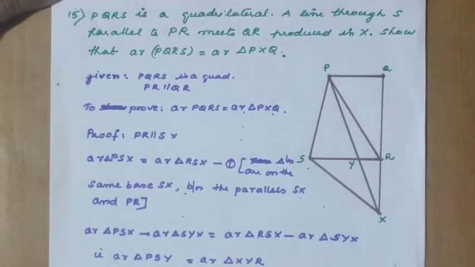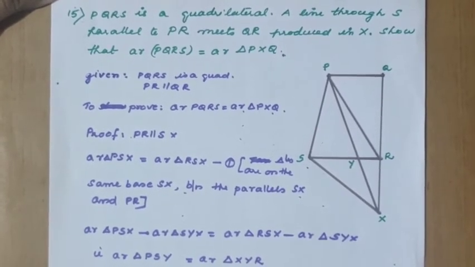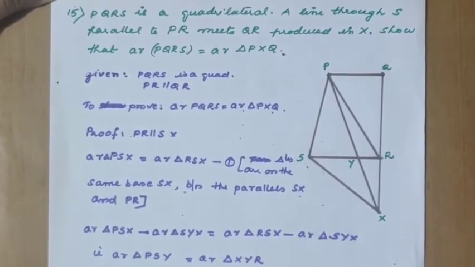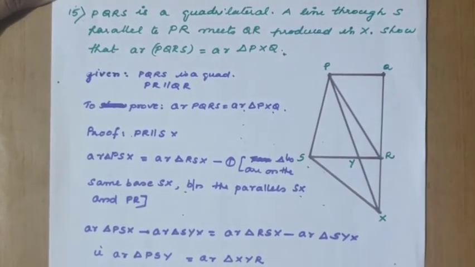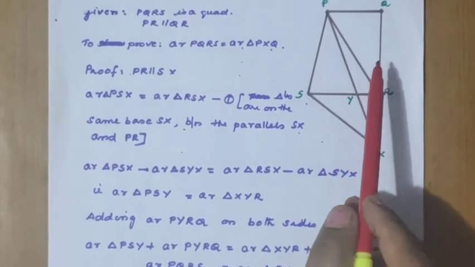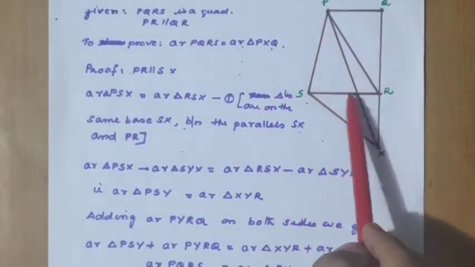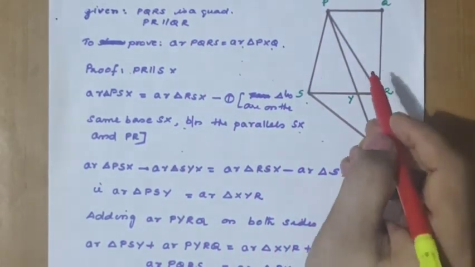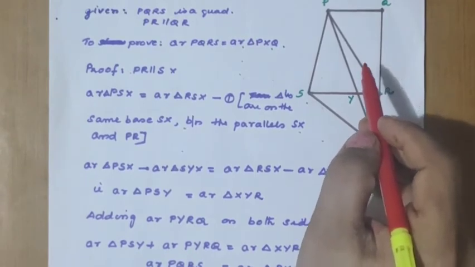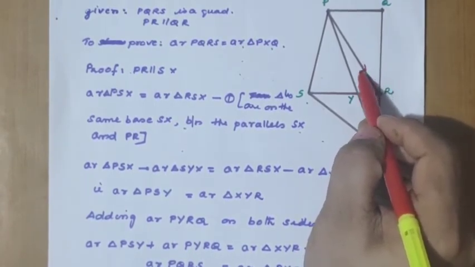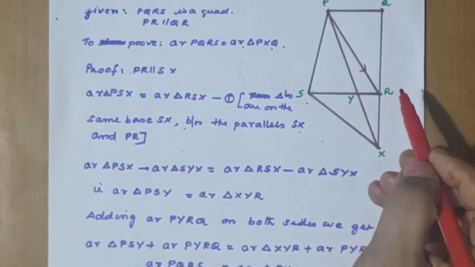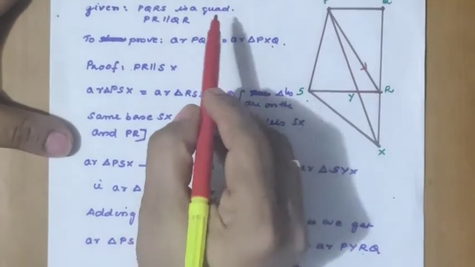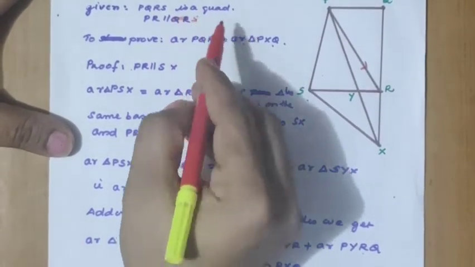Question number 15. PQRS is a quadrilateral. A line through S parallel to PR meets QR produced in X. Show that area PQRS equal to area triangle PXQ. Diagram is already given in the question. So what is given in the question? PQRS is a quadrilateral and PR parallel to SX.